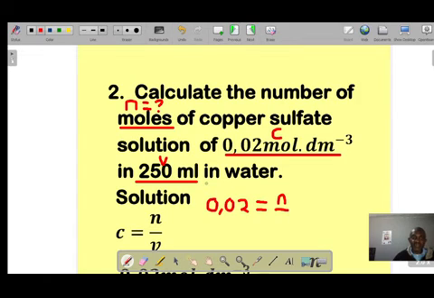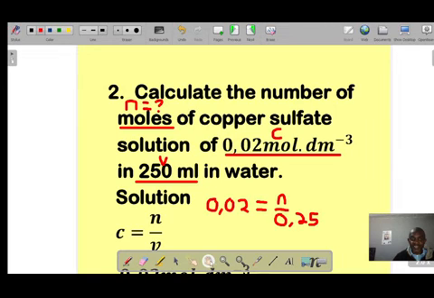Divided by the volume. Now my volume is in milliliters. I hope you still remember we said that it's the same as saying cubic centimeters, whereby to convert to decimeters cubed, I divide by 1,000. So if you divide 250 by 1,000, what do you get? You get 0,25. So I'm gonna put here 0,25. Of course, now this is decimeters cubed. So now to get my n, as you can see, I just cross multiply. In other words, my n equals 0,02 multiplied by 0,25. I hope we are together.